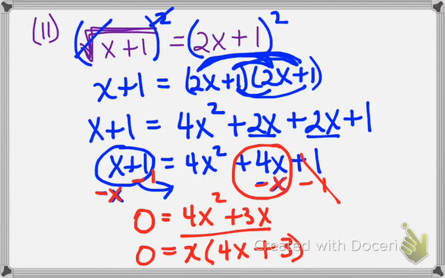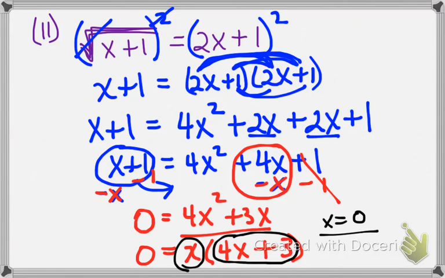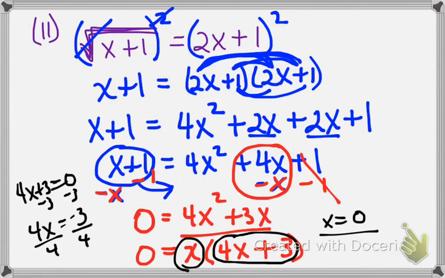So now I have two solutions. Either this x is equal to 0, that's one of my solutions, or 4x plus 3 is going to be equal to 0. So in that case, if I had 4x plus 3 equals 0, then we would solve this by subtracting the 3. So now I have 4x equals negative 3. And divide by 4. So now my second solution is x equals negative 3/4.